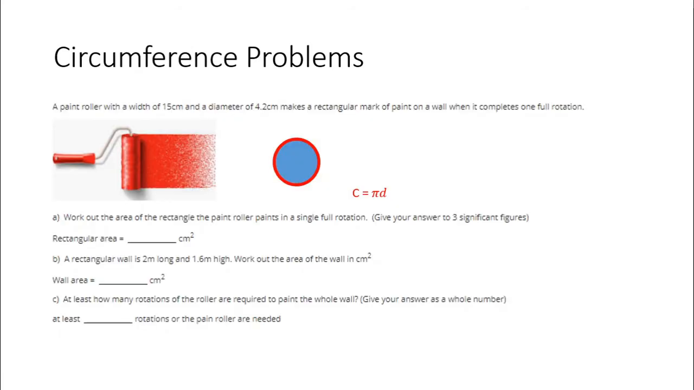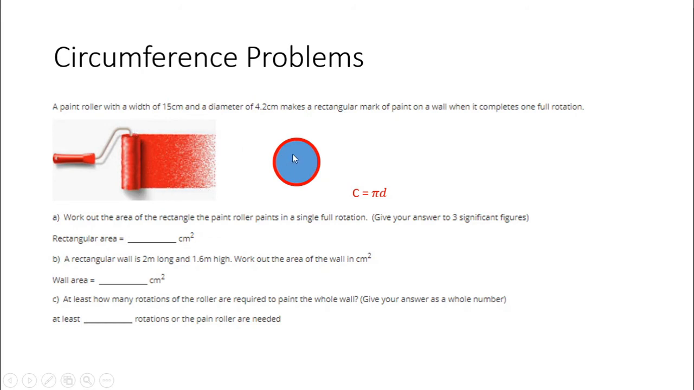Right, last question, and I know we have trouble with these ones. This is a circumference problem, which also involves area. A paint roller with a width of 15 centimeters, so looking at our diagram, 15 centimeters, and a diameter of 4.2 centimeters. So here I've got the circle, you can see the diameter would be 4.2 centimeters, makes a rectangular mark of paint on a wall when it completes one full rotation. As you can see here, I've got this rectangular mark of paint that it leaves behind.